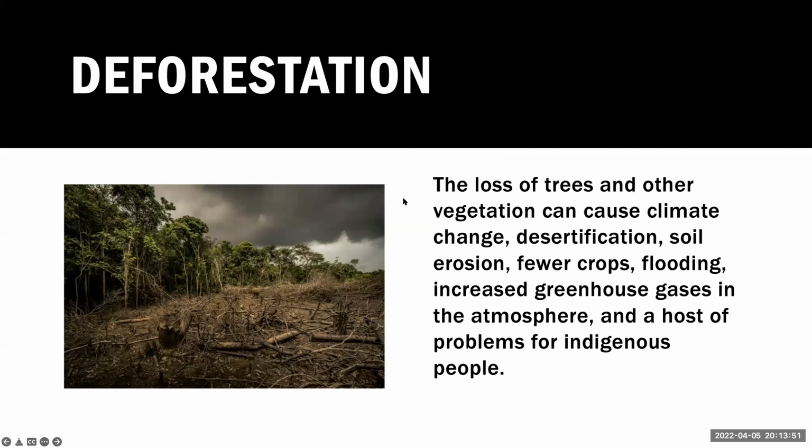Deforestation is a big thing. I wish I would have got the statistics on the Amazon rainforest. It's like a football field torn down every so often, which is causing a lot of problems for the animals and the environment out there. But the loss of trees and other vegetation can cause climate change, desertification, soil erosion, fewer crops, flooding, and increased greenhouse gases in the atmosphere, and a host of problems for Indigenous people.